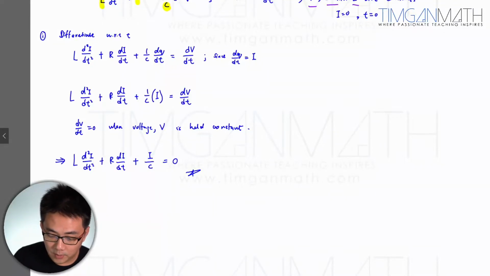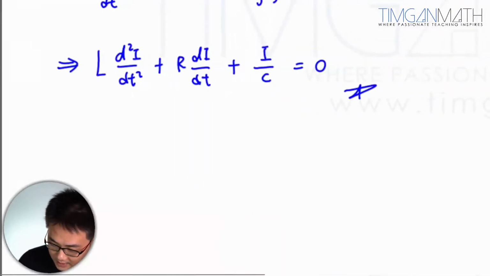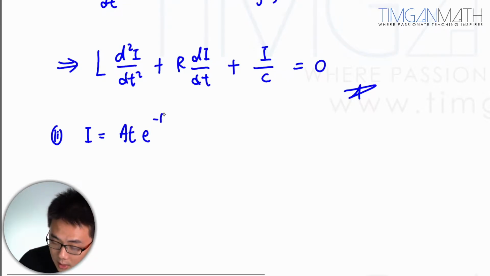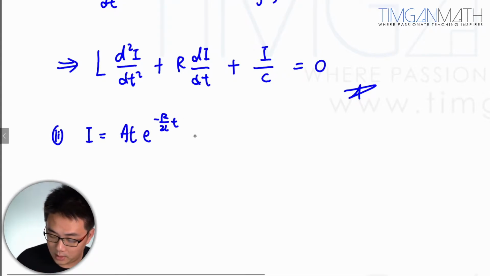So let's look at the subsequent part. You're told to show that C is equal to 4L over R squared. Given that I, the second part, which is the current, is given by I = A t e^(-Rt/2L), and A is a positive constant.